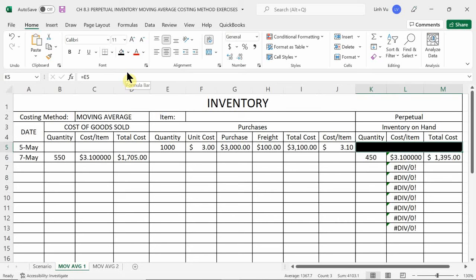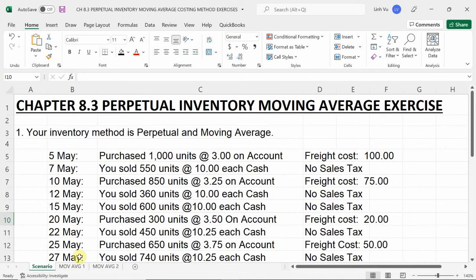So in this case, right now, after calculating that, it already tells me my average cost per item is still $3.10. Okay? So that's what I want you to do. So let's go ahead and see what happens when we make a purchase or sell more items in this case, okay? All right, so let's see. Next one I have here is that on May 10, we end up purchasing 850 units at $3.25 with a freight of 75.